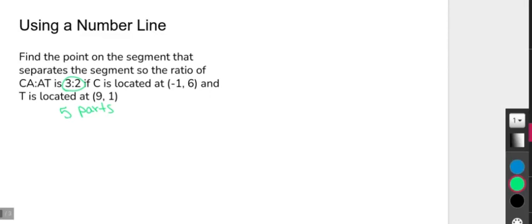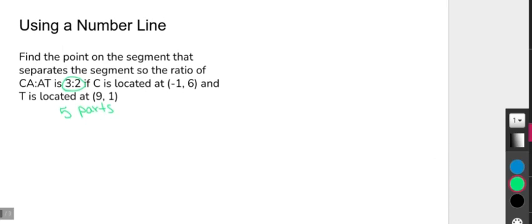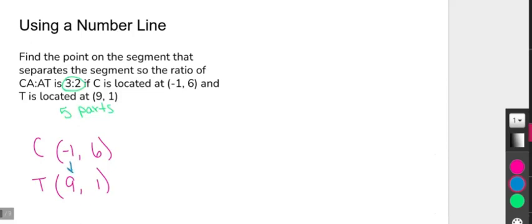Then I'm going to think about my coordinates and see how they change between my x and my y. If I look at C, which is at -1, 6, and I look at T, which is at 9, 1, you're going to think to yourself, how far is it to get from -1 to 9? Well, it went up by 10. And then you're going to say to yourself, how far is it to get from 6 to 1? From 6 to 1, all of your y's went down by 5.